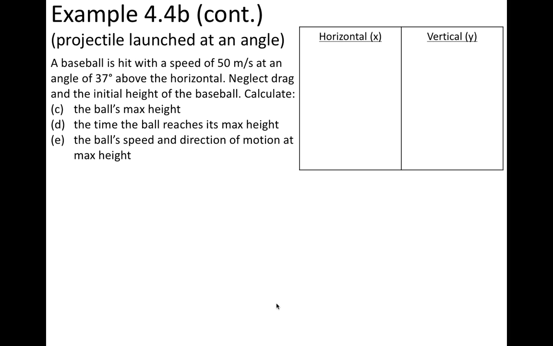Okay, same scenario as parts A and B. It's the baseball hit with a speed of 50 meters per second at an angle of 37 degrees above the horizontal. But now we're asked questions about the ball's maximum height. So I have highlighted the important information here. And again, we can construct a givens and unknown table. Most of the values are going to be the same.